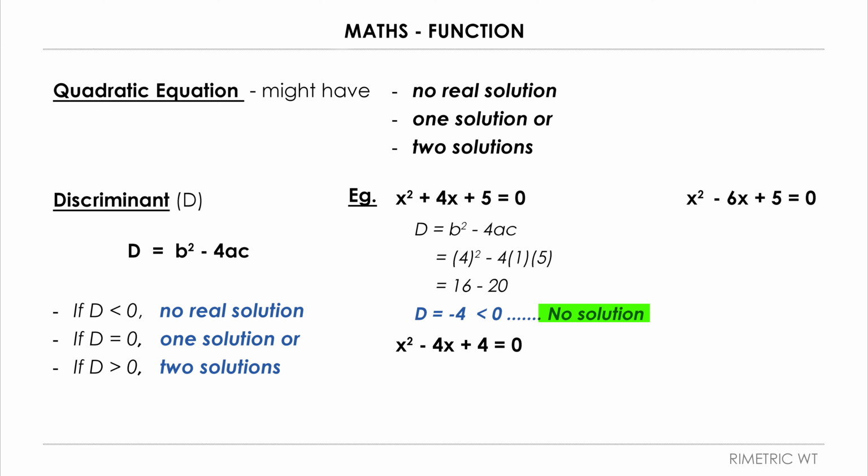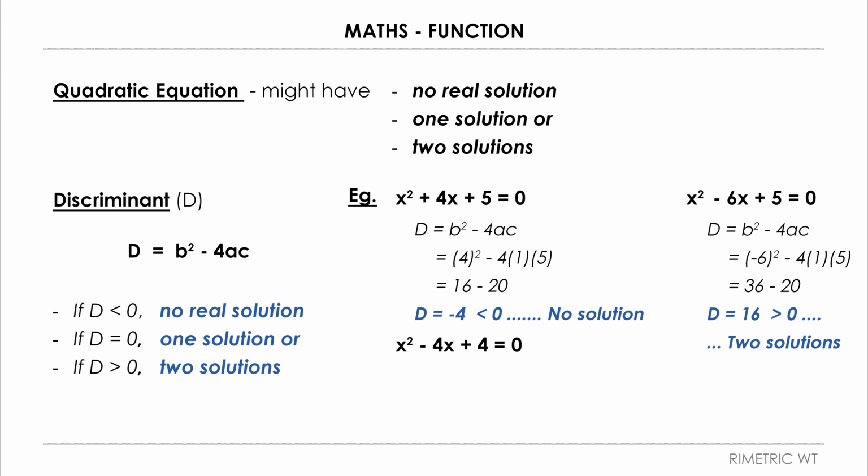The second one is x squared minus 6x plus 5 equals 0. And its discriminant will be solved as such, and the result is 16, which is greater than 0. Therefore, the equation will have two solutions. And the last one is x squared minus 4x plus 4 equals 0, which has a discriminant of 0 when we substitute into the formula. Therefore, the equation will have one solution.